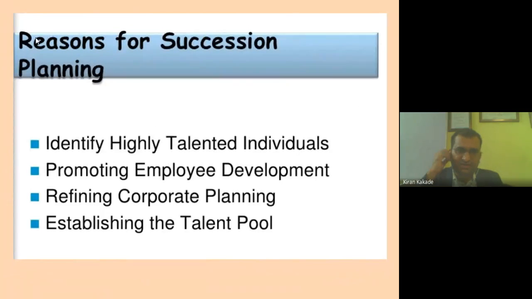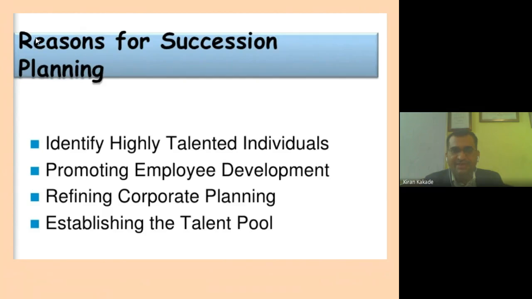Reason for succession planning: identify highly talented individuals. As I told you previously at the starting of the session, the first step in succession planning is, in the reverse order I'm saying, once you identify the critical roles, once you identify the business case of your organization, once you have done the organizational scanning, then you identify highly talented individuals.